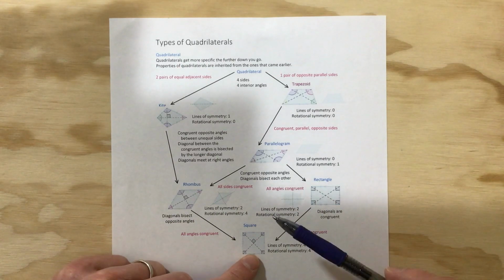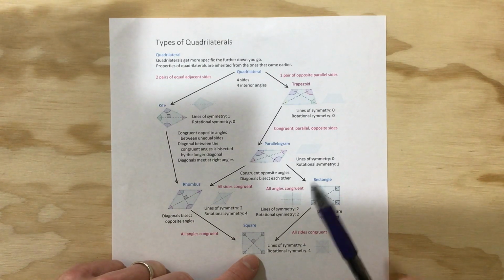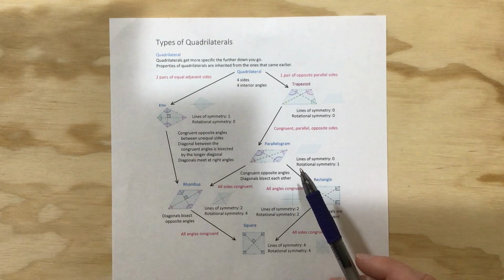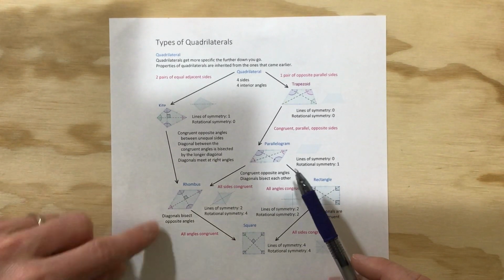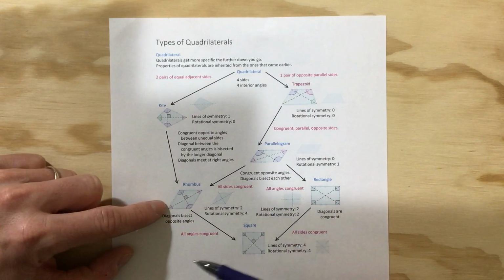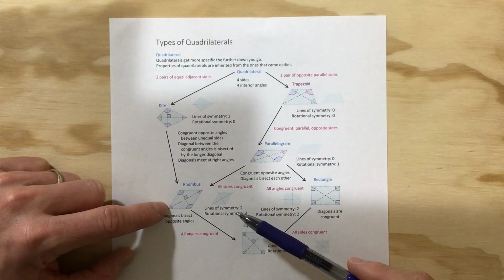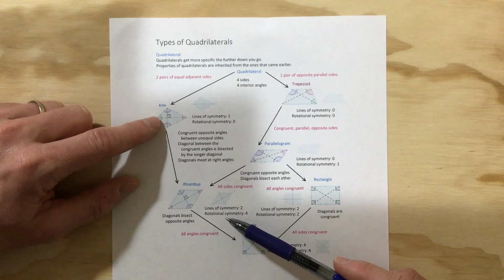So a square is a very particular version of a kite. It's got all the kite properties, but it also has 4 congruent sides and 4 congruent angles and all this stuff. A rhombus has all the properties of a kite, but it also has 4 congruent sides, not 4 congruent angles. And then a kite is just kind of a general thing.